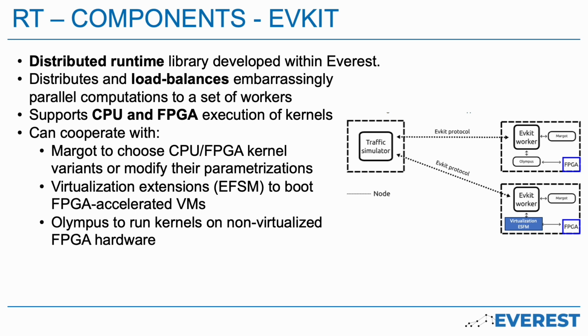EVKit can also cooperate with other components of the EVEREST runtime system. It can cooperate with Margot to choose the best CPU or FPGA kernel variant based on the current load, and it also has two modes of using FPGAs. It can either use them through the virtualization extensions, where it is able to execute kernels on FPGAs running inside virtual machines, or it can use another software developed within the EVEREST project called Olympus, which allows it to run kernels directly on FPGA hardware without any virtualization.